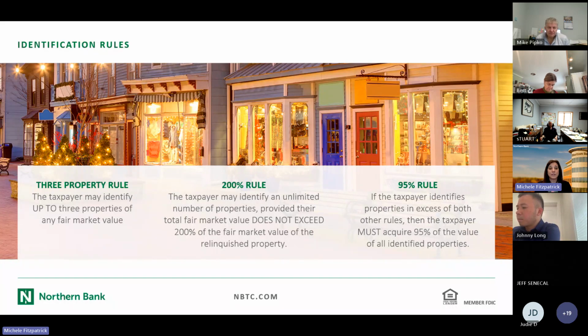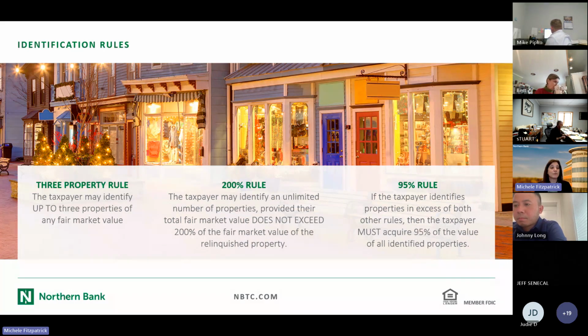The first rule is the most common rule, and that's the rule of 3. That says that a taxpayer can identify 3 properties, and it doesn't matter what the value is. They can buy 1, they can buy 2, or they can buy all 3 of the properties. Most people that are selling 1 and buying 1 use the rule of 3, and they put a property on for their dream property, and then typically 2 backups.